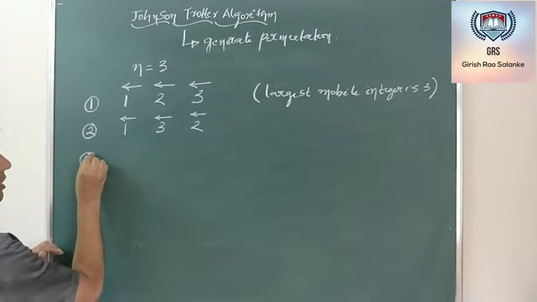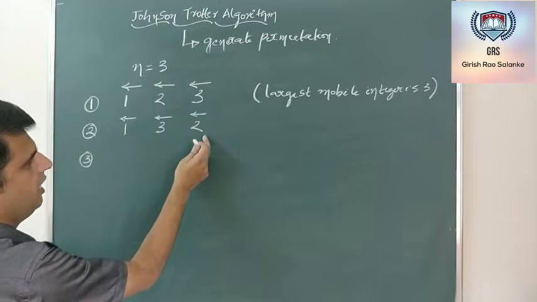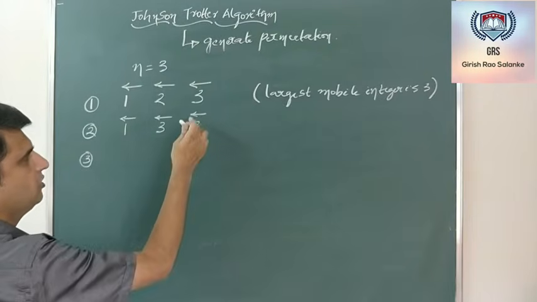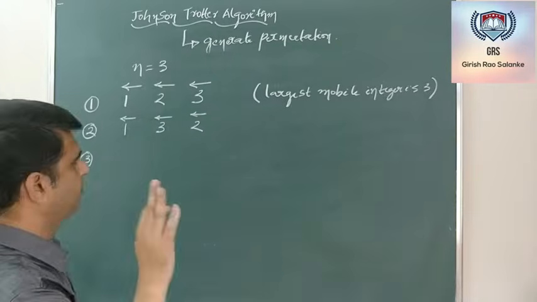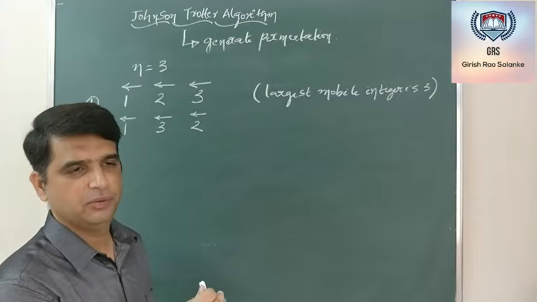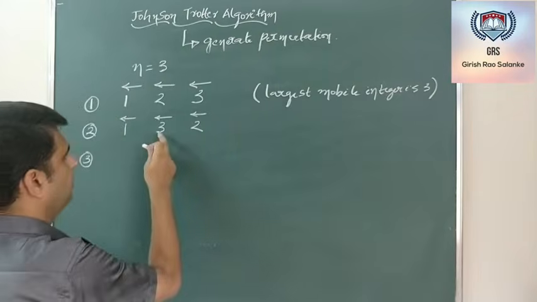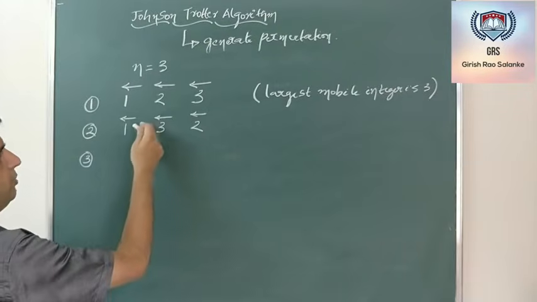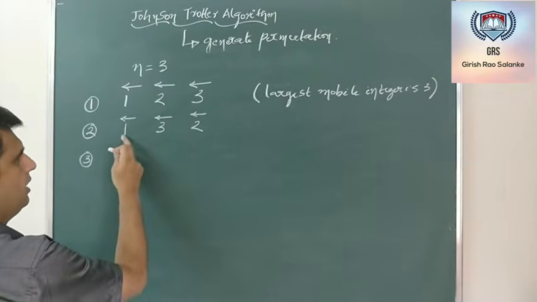Now the third permutation. Which is the mobile integer here? Is 2 a mobile integer? 2 is not a mobile integer because 2 is pointing to 3. The mobile integer is the biggest number in the permutation which is directed to a lower value. In this case 3 is once again the mobile integer. So 3 is pointing to 1. Now swap 3 and 1.